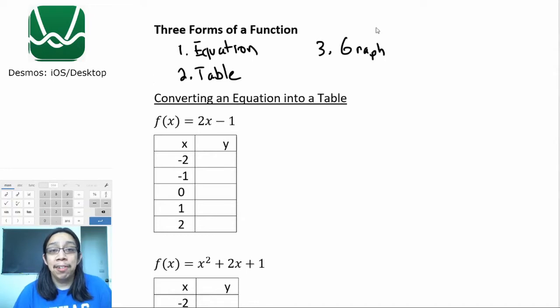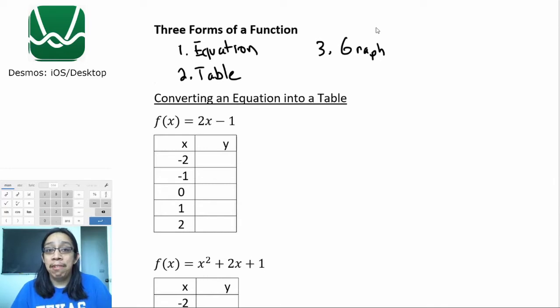Now, I like to call this the holy trinity of representations. In other words, we can take an equation and turn it into a table, we can take an equation and turn it into a graph, and vice versa. Using any table, we can make an equation out of it, and likewise, we can take a graph and also change that into an equation.